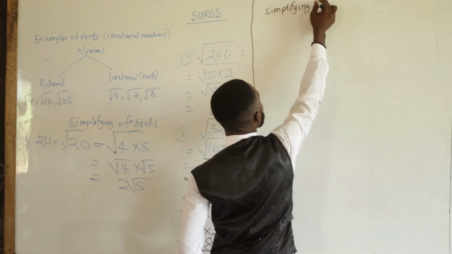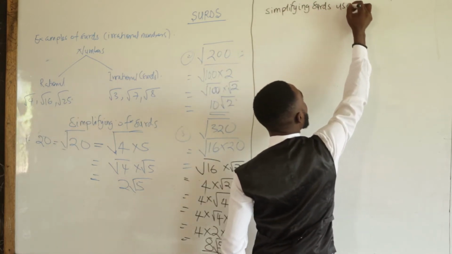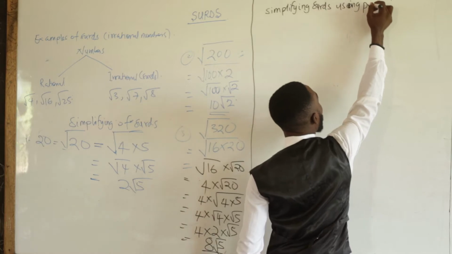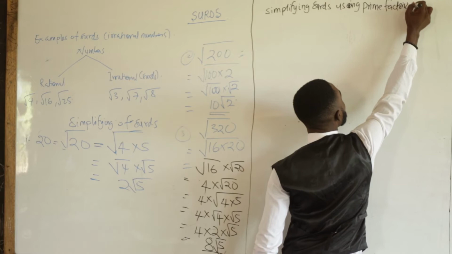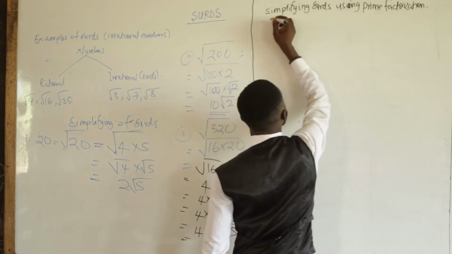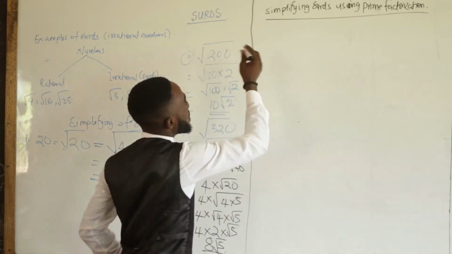Simplifying surds using prime factorization. So we have a number, let's start with 20, of course.